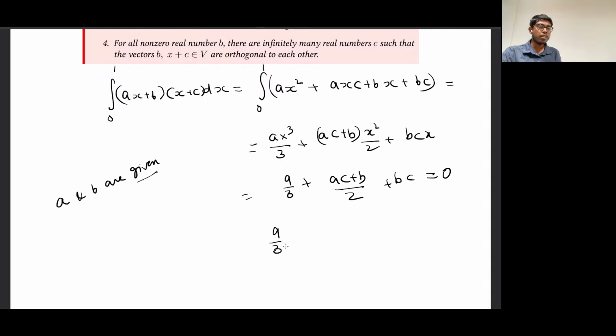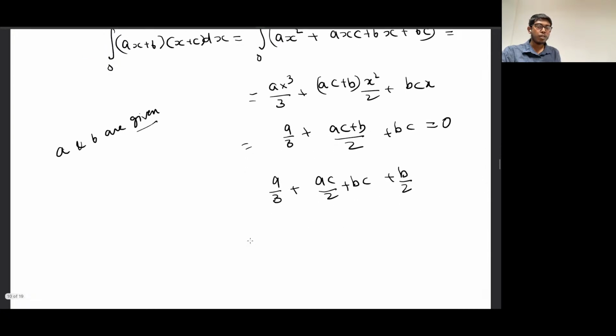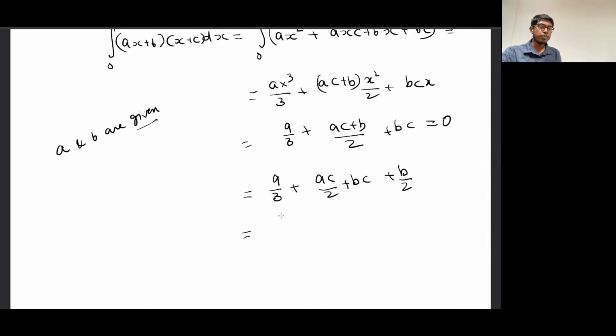So this is a/3 + ac/2 + bc + b/2 = 0. So let's write the equation. If I take c as common, this means a/3 + c(a/2 + b) = -a/3 - b/2... that is, c(a/2 + b) = -(a/3 + b/2).